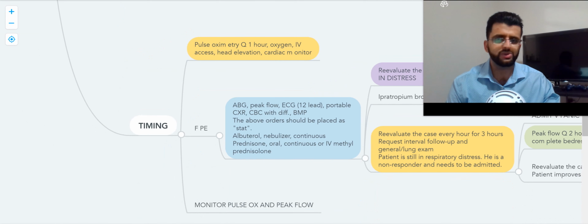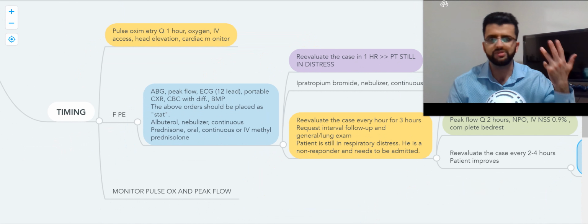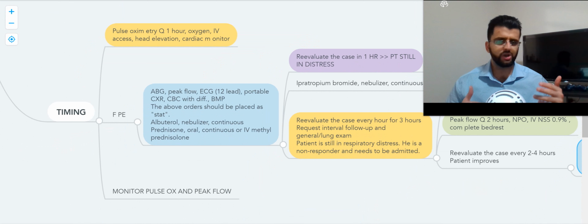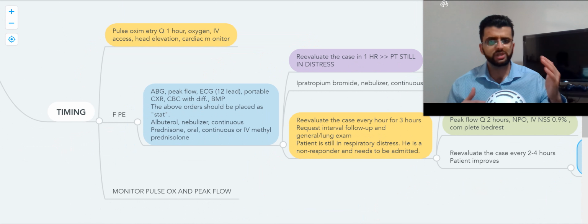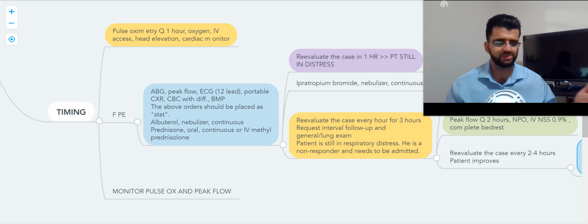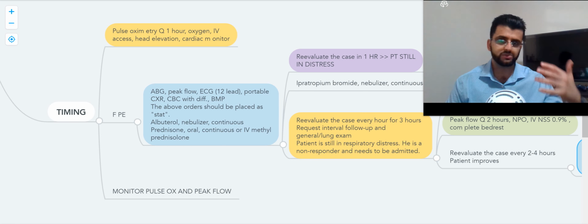Now let's walk you through a case. First, in the ER, you do police PS, pulse ox every hour, IV access, head elevation, cardiac monitor. After that, you do a focused physical exam. After the focused physical exam, you want to do the ABG and peak flow because the oxygen is low. So you do ABG; that's every time the oxygen is low. Peak flow, EKG, portable chest X-ray, CBC with differential, BMP.